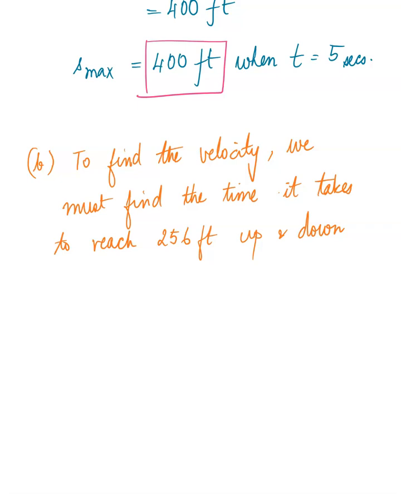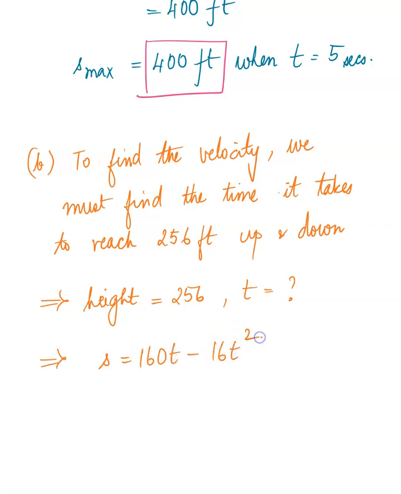All right, so let's say that the height is now fixed to be 256. T equals what? So for that I have to call upon the S function. S is 160t minus 16t squared. This is given to us. And we're fixing this S to be 256. So you're setting this equation to 256.